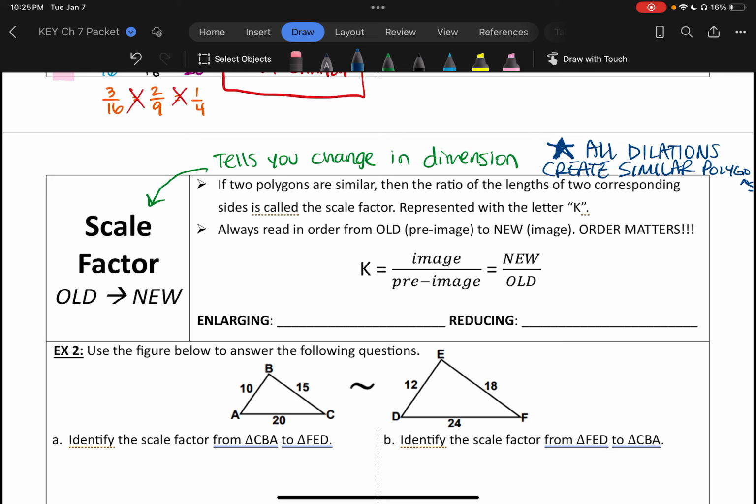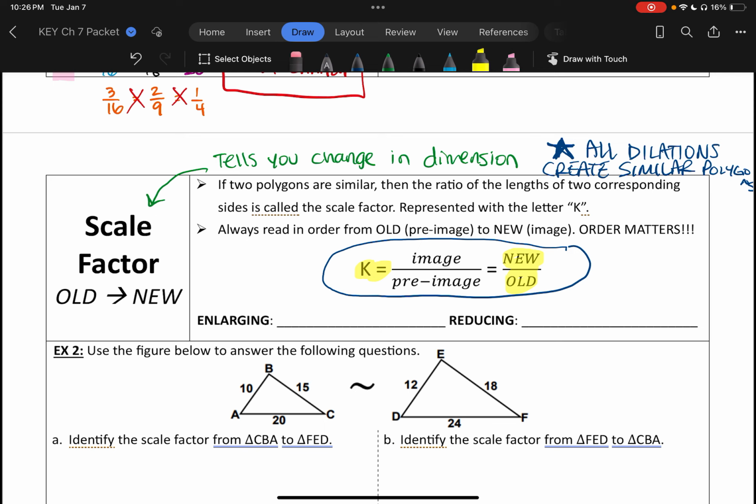So the transformation that we did at the very beginning of the school year, dilations, made a figure larger or smaller, right? The shape didn't change, but the size did. So all the dilations that we looked at at the beginning of the school year were actually examples of similar polygons. So now let's review: how do I find the scale factor? The way you find the scale factor is by using this formula that I'm going to circle here in blue, with an emphasis on this part right here: your scale factor is found by just taking new divided by old.